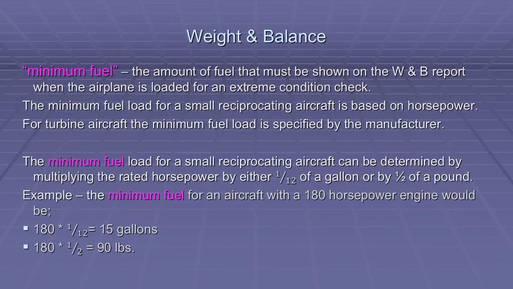Fuel tanks ahead of the forward center of gravity limit must be filled to capacity for a forward extreme condition check, and fuel tanks behind the aft CG limit must be filled to capacity for an aft extreme condition check. At all other times, the fuel tanks must be filled to the minimum fuel level for extreme condition checks.